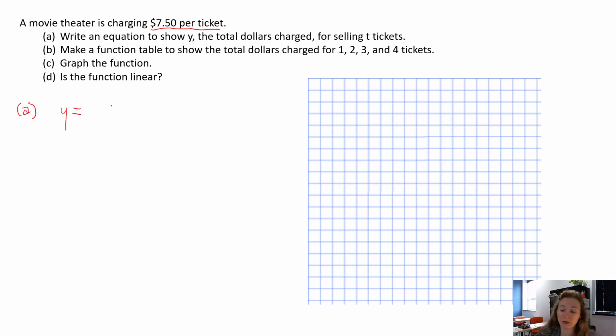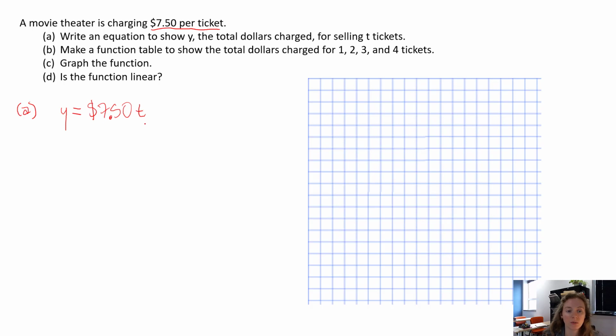So that is absolutely one way you could do it. And a little shortcut way of saying that would be to multiply. So if you are repeatedly adding the same amount, that's just multiplication. So we would do $7.50 per ticket times the number of tickets sold. So let's write that here. We're going to do $7.50 times the number of tickets sold.